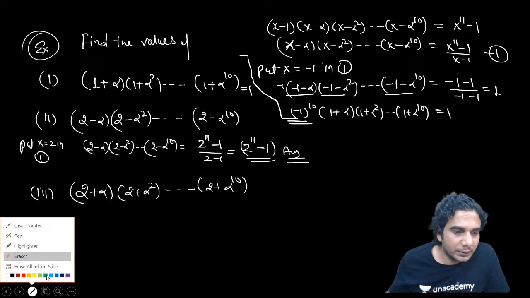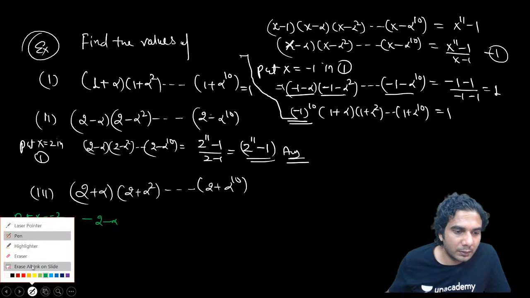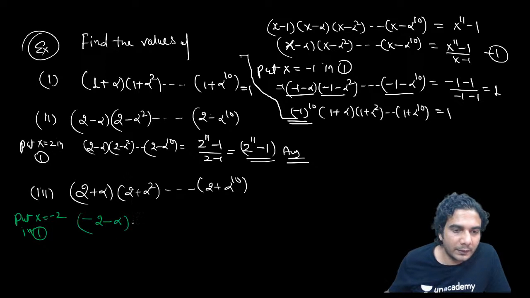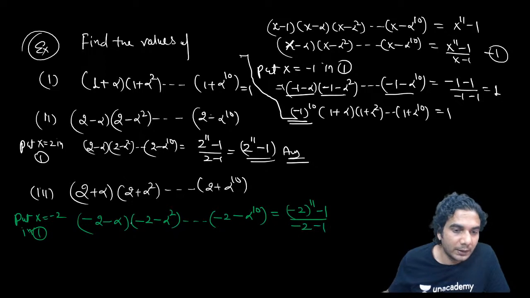So now put x is equal to minus 2 in equation 1. So it is going to be (minus 2 minus alpha)(minus 2 minus alpha square) and so on (minus 2 minus alpha raised to 10), okay, is going to be minus 2 raised to 11 minus 1 upon minus 2 minus 1. So you can see 10 factors are there. From each factor minus 1 will come out as we did in the first question. So minus 1 raised to 10 will be out.